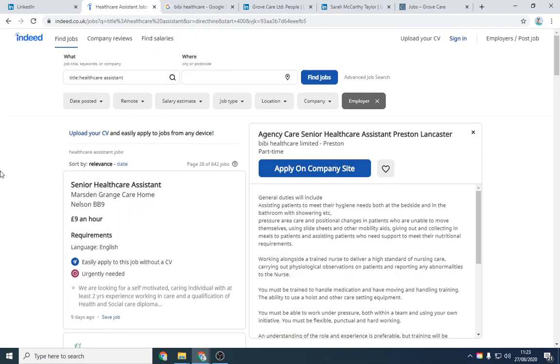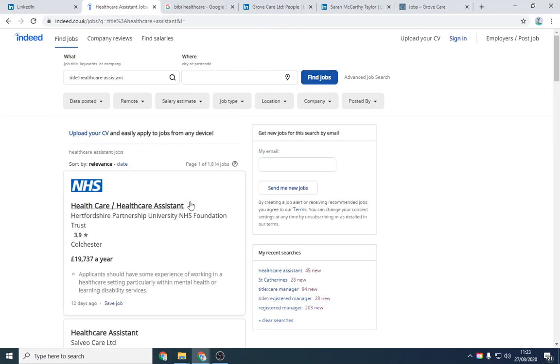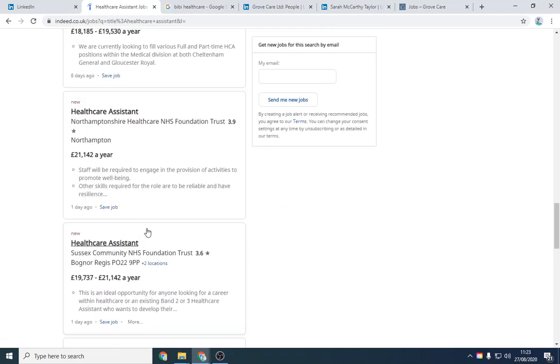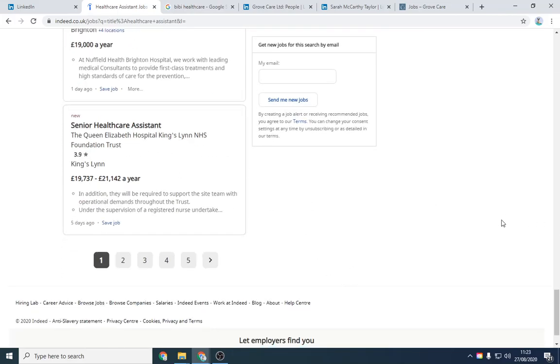They'll also have fewer applicants coming through, because of the people searching. If we just go to the first page, healthcare assistant, look, I'm going to apply for this, and then I'm going to go somewhere else. So start from the bottom of the list and work upwards.